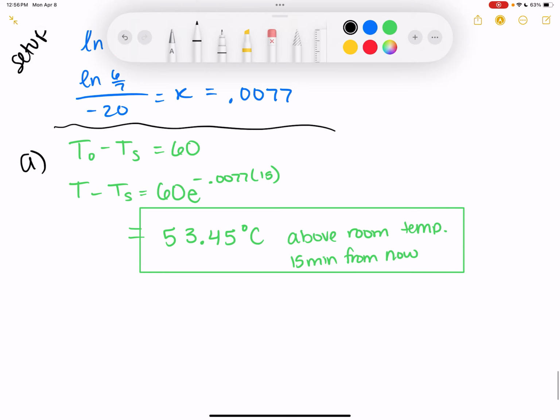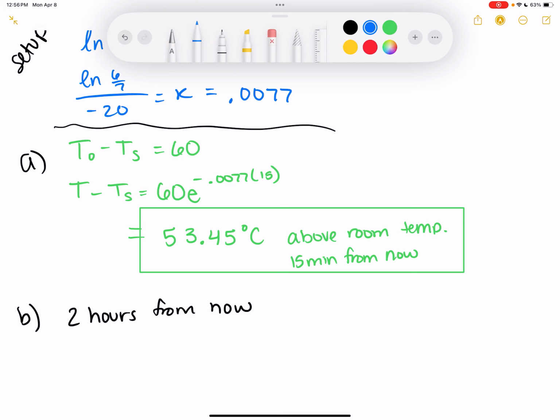So part B now wants us to do it for 2 hours from now. Now, that's not from the 15 minutes having passed. That's from the now that was given to us originally, when it was at 60 degrees. So we still have that. What do we need to pay attention to now in terms of this?